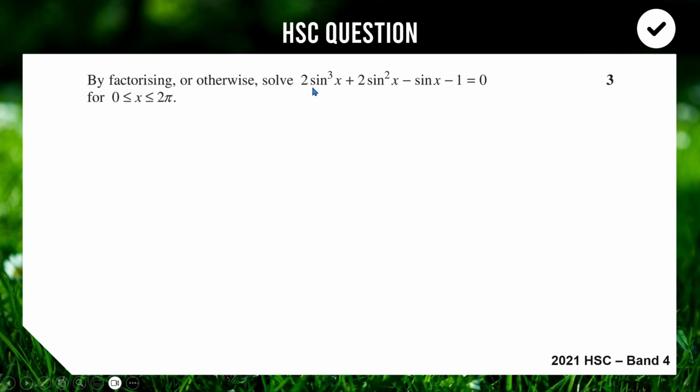3 marks. We have a polynomial involving a lot of signs. And the question gives us a massive hint by saying by factorizing, or otherwise, solve between 0 and 2 pi.